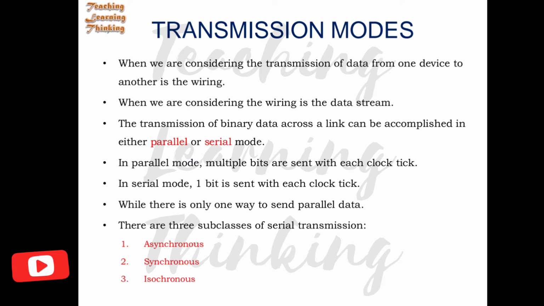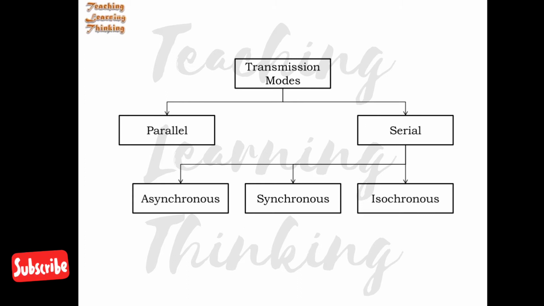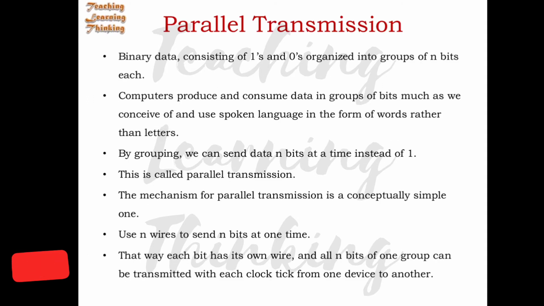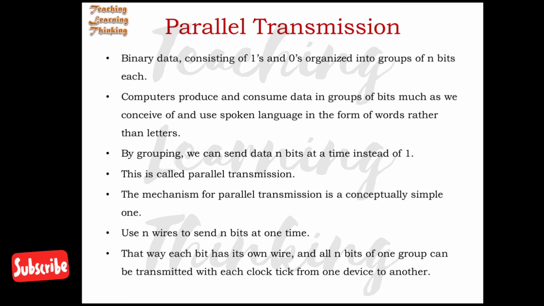While there is only one way to send parallel data, there are three subclasses of serial transmission: asynchronous, synchronous, and isochronous. So we are going to learn about parallel transmission and serial transmission first. These are the modes of transmission: parallel and serial, and the types of serial transmission: asynchronous, synchronous, isochronous. So, parallel transmission.